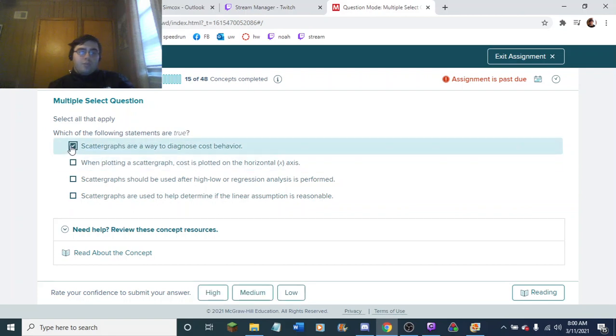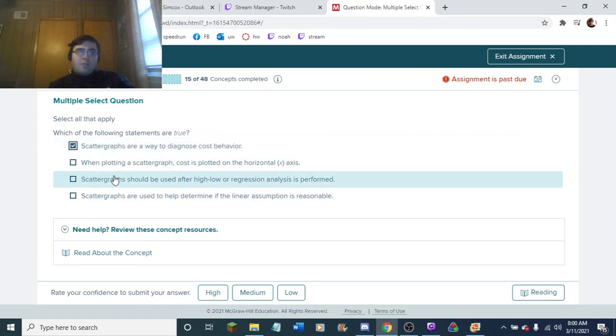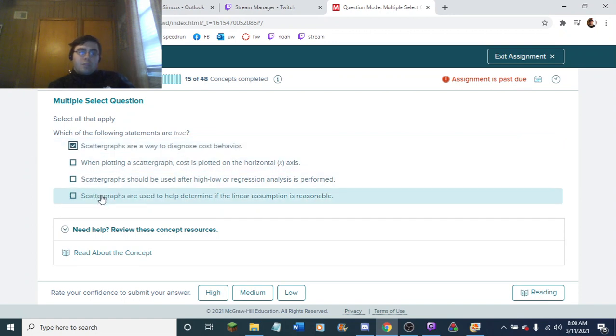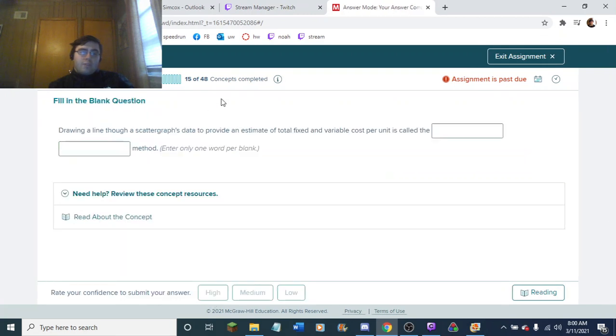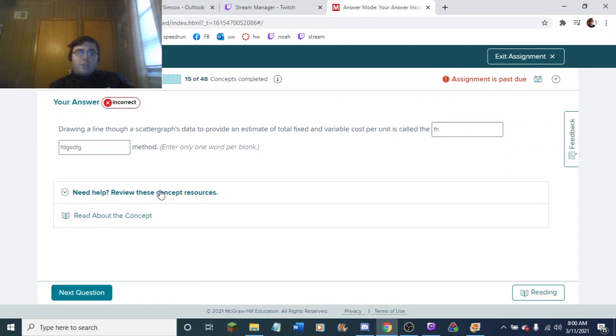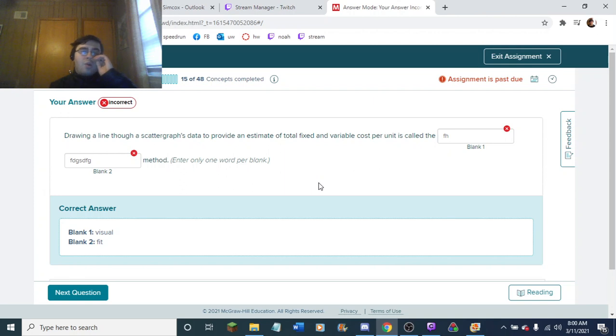This one, cost is plotted on this. No. Yes. Nice. Nope. Okay, what is it then? I don't know. Is it the high-low? No, it's not high-low. It's one of the visual fit. Oh, visual fit. It says drawing a line through the scatter graph's data to provide an estimate is called visual fit.